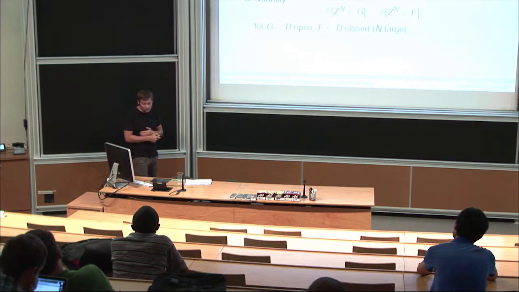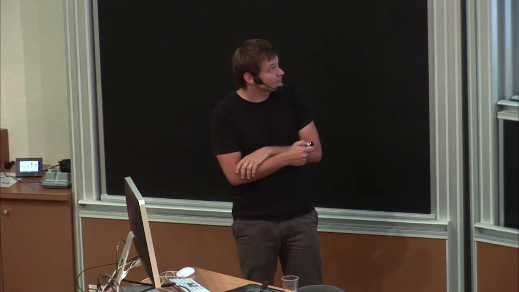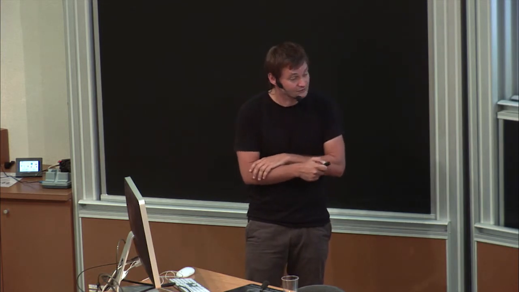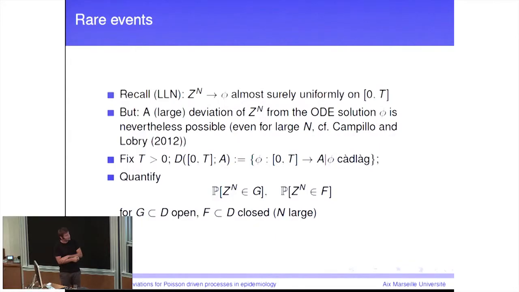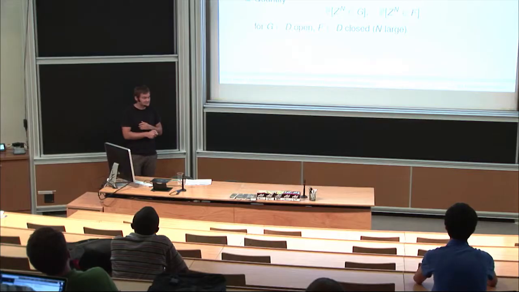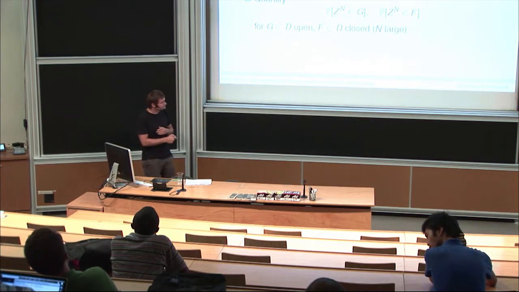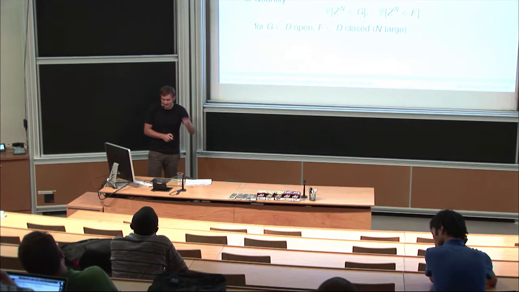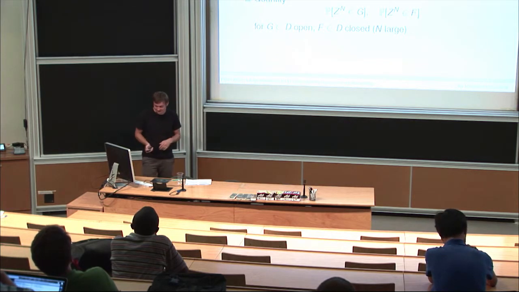Okay, now we want to quantify the probability of these rare events, rare in the sense of deviation from the expected level. So we fix a time horizon, we look at the space of càdlàg trajectories with domain in our compact set, and we equip this with a nice metric that makes the whole thing Polish, and then we want to quantify the probability that the process is in an open subset or in a closed subset of the càdlàg space. And that's as much as you can do.